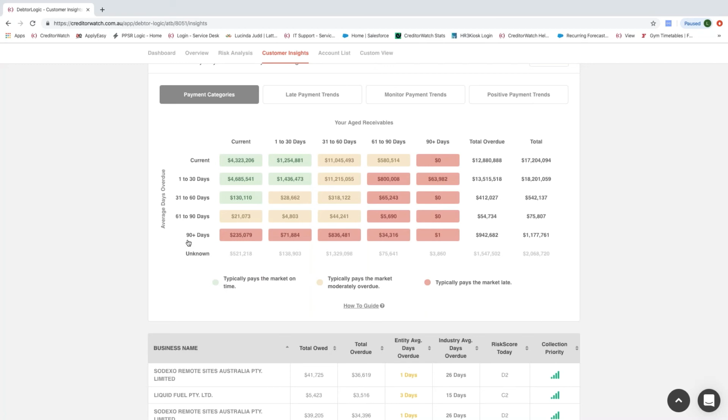So it's quite a powerful tool and a great insight to cut through the noise of what's happening in the market at the moment.